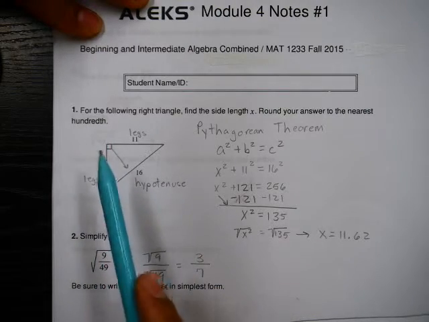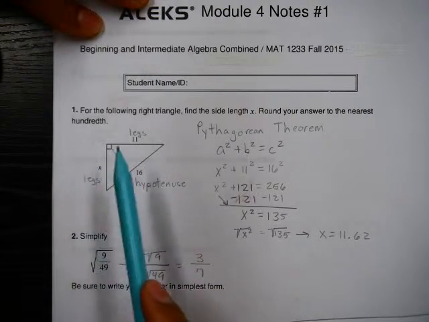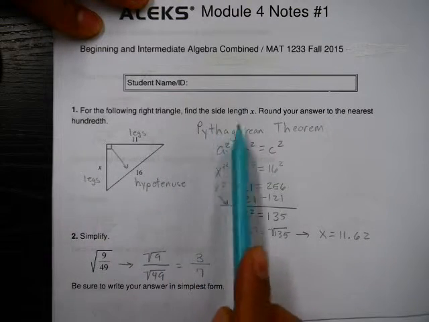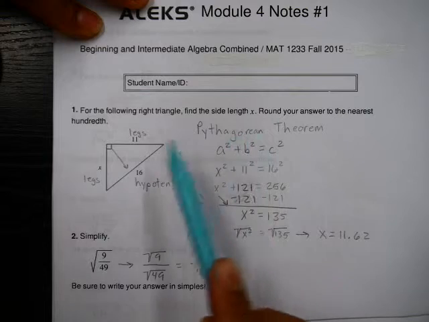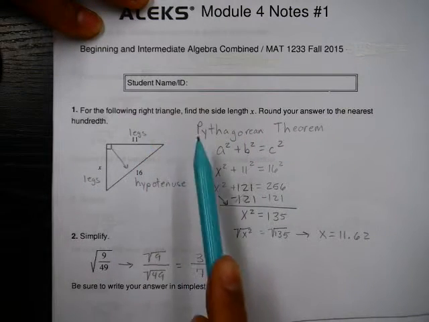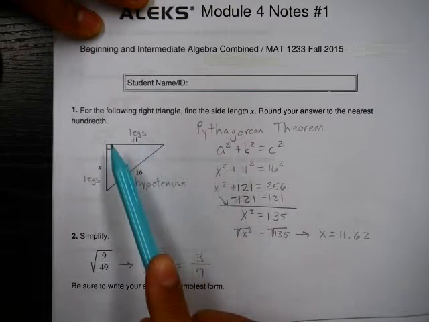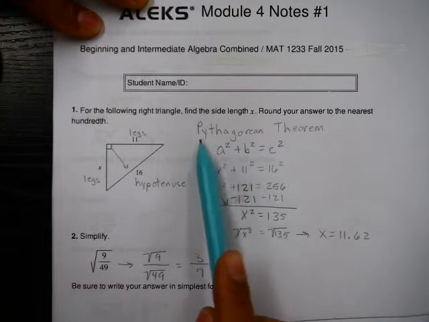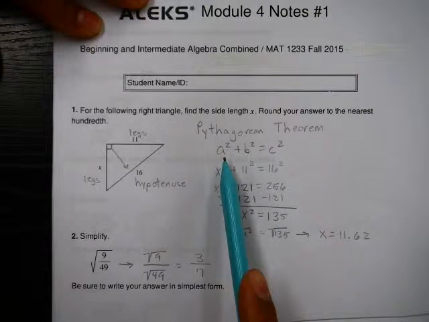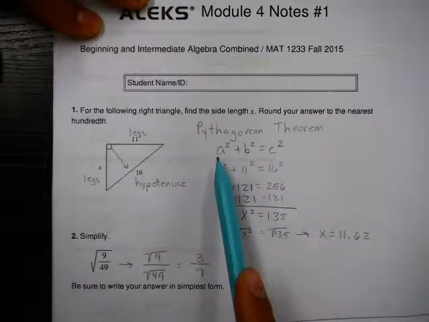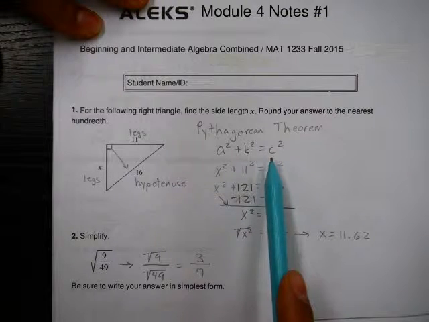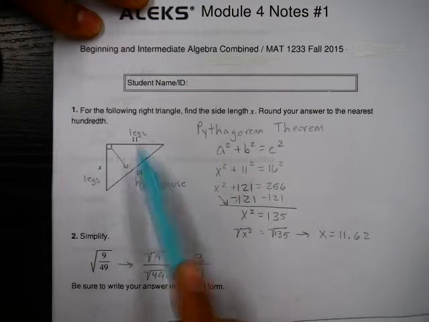Okay, so for number 1, it says for the following right triangle, find side length x, round your answer to the nearest 100. For this problem, for a right triangle, we have to use what we call the Pythagorean Theorem, which is a squared plus b squared equals c squared. You have to know how to label your sides of a right triangle.